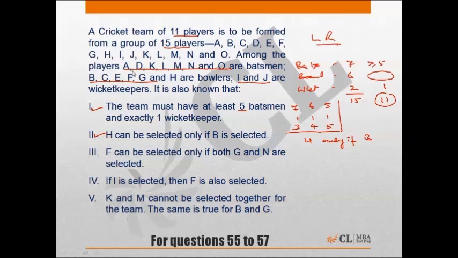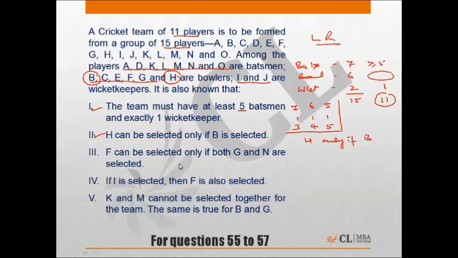Now in this case, H is a bowler, B is a bowler. That means these two will go together, and H will go in only if B is there. So these two will go in as a group most of the time.